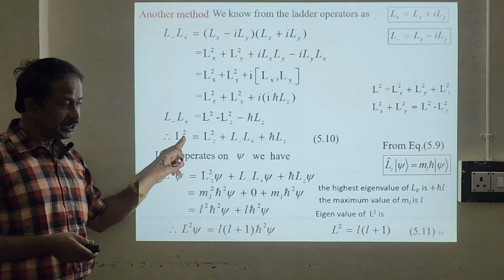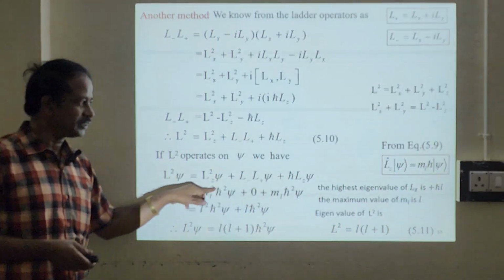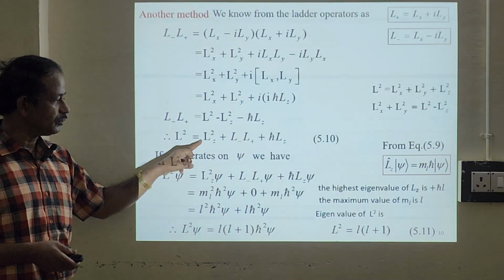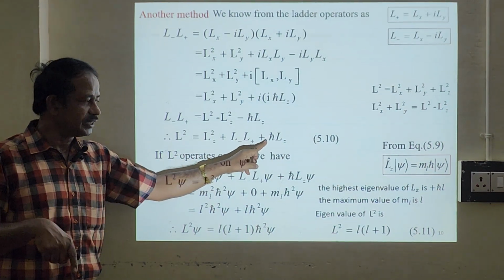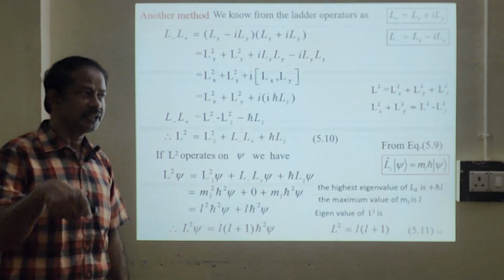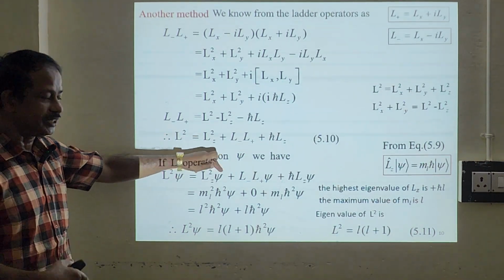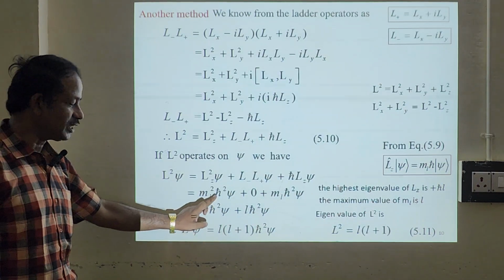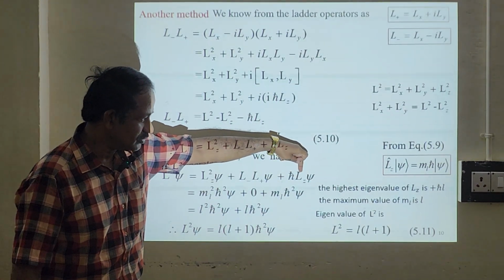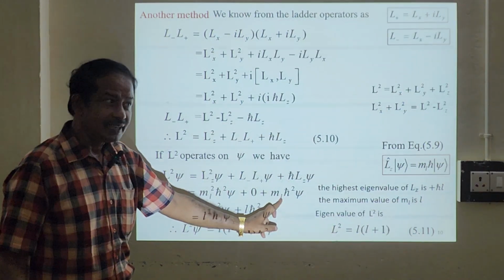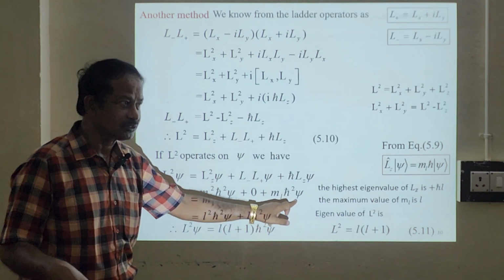Now L squared operating on psi will give you this expression. Same thing. L squared operating on psi will give you Lz squared operating on psi, L minus L plus operating on psi, plus ħ Lz operating on psi. And of course Lz squared psi, just now we have seen, will be ml squared ħ squared psi. We have already seen this one. Your ħ Lz, so Lz psi will give you again ml ħ. One ħ is already there, so you have ml ħ squared psi.